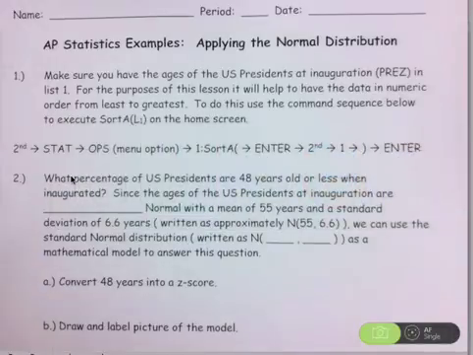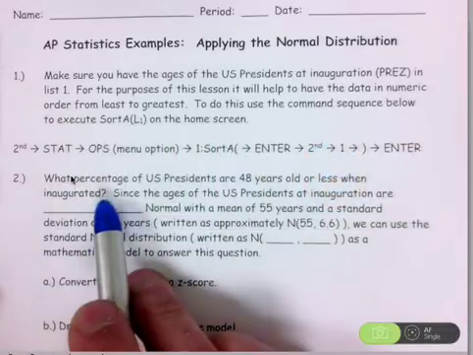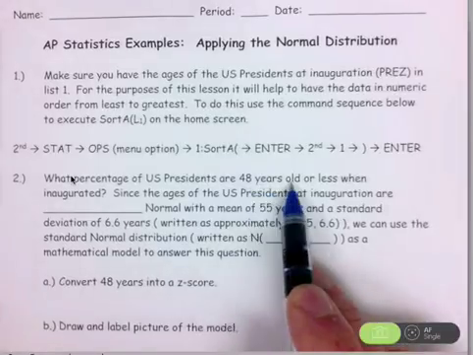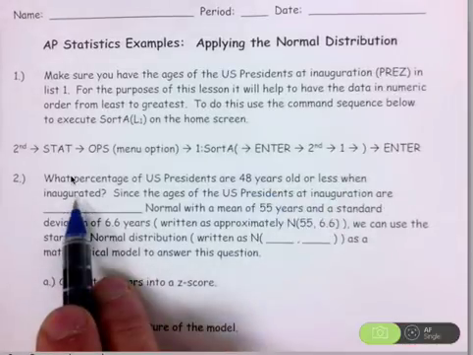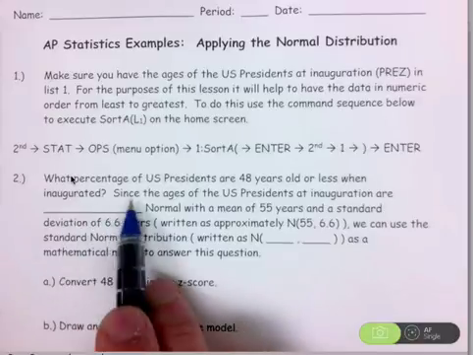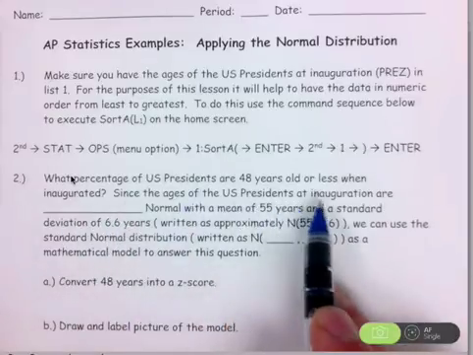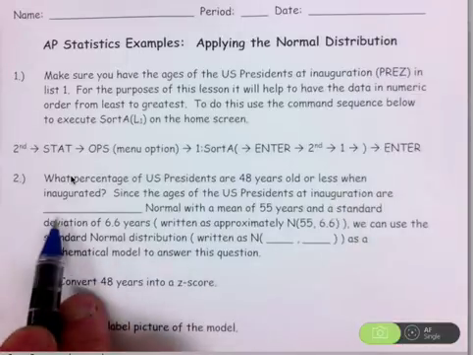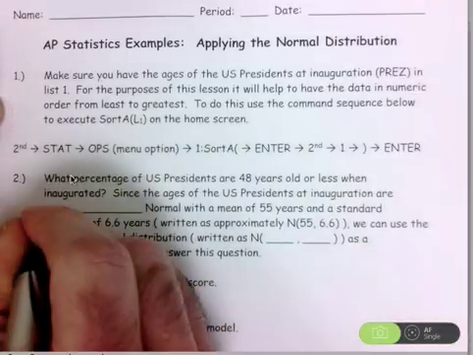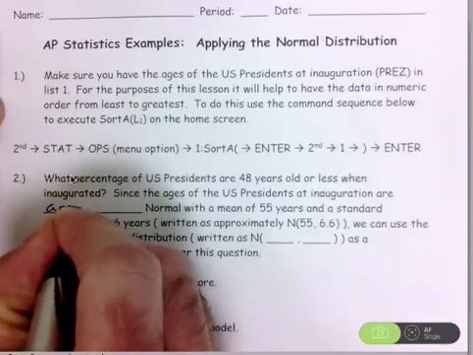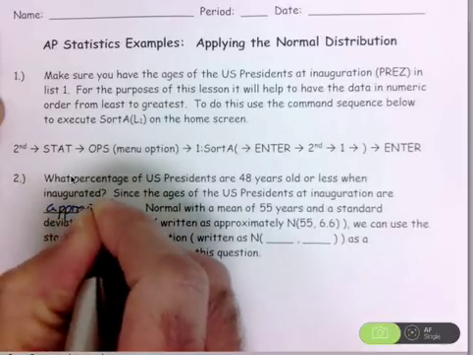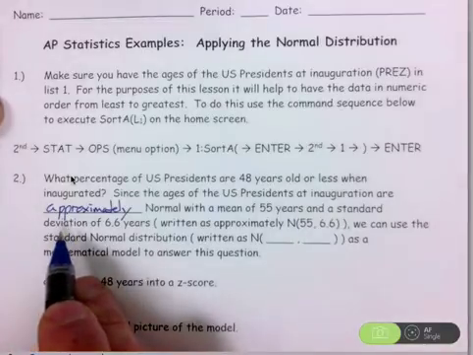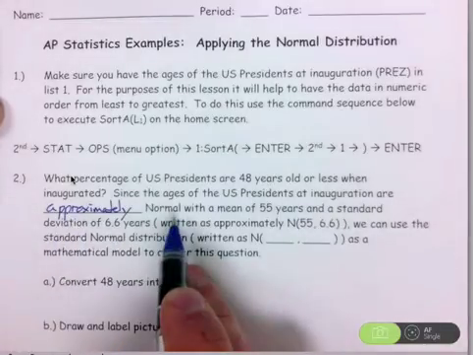Back to the handout then. So what percentage of US presidents are 48 years old or less when inaugurated? Since the ages of presidents at inauguration are approximately normal, that's a really important idea. These data don't follow an exactly normal distribution. They follow an approximately normal distribution.